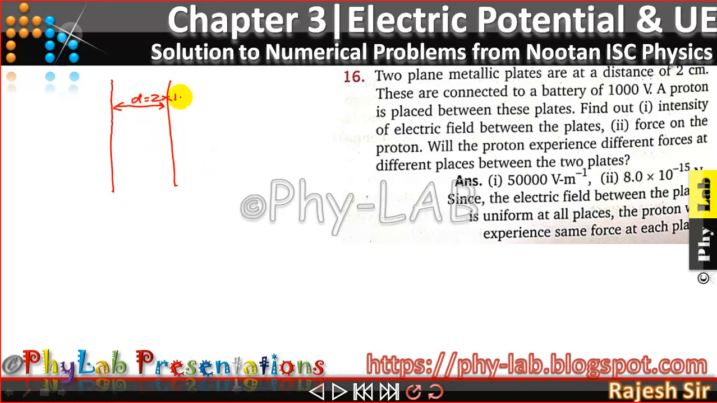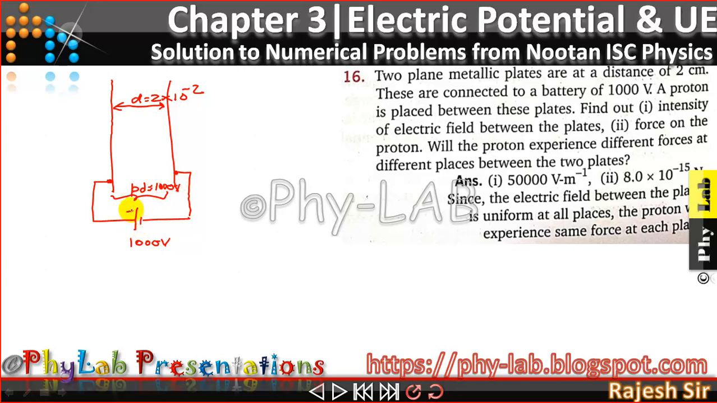Now friends, centi stands for 10 to the power of minus 2, so 2 into 10 to the power of minus 2 meter. Now they are connected via a battery of 1000 volts. So I connect these plates with a battery of 1000 volts. So there is a battery of 1000 volts and I make the connection of these two plates via a battery of 1000 volts. So what does this battery do? This battery develops a potential difference of 1000 volt, friends, isn't it? The job of a battery is to develop a potential difference.